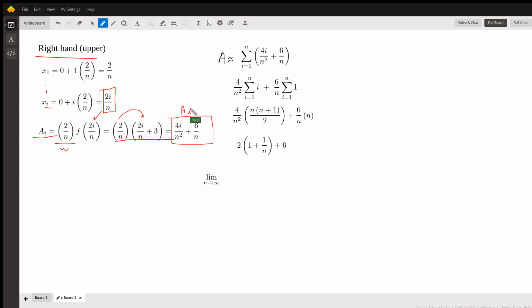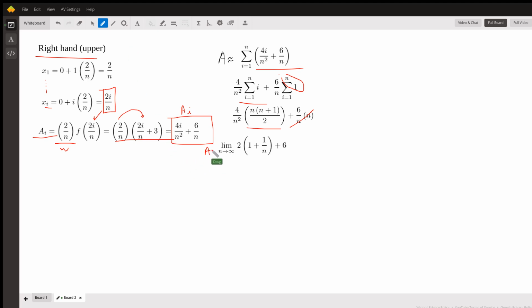We want to add up all of those rectangles. So the area approximates the sum from i equals 1 to n of a sub i. Again, properties of the summation symbol: 4 over n squared times the sum of i, plus factor out the 6 over n. You get 4 over n squared. There's the replacement. There's the replacement. n times 1, this becomes a 6. This becomes 2 times 1 plus 1 over n. Oh, and I could have been carrying this limit as n approaches infinity the whole time, but I put it at the end.